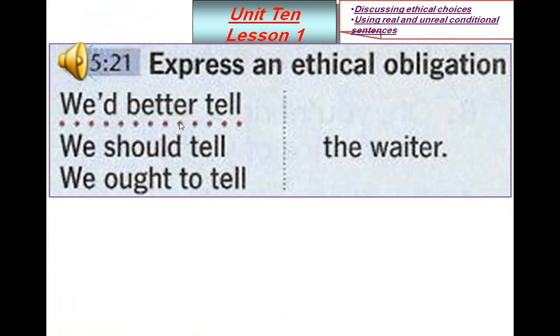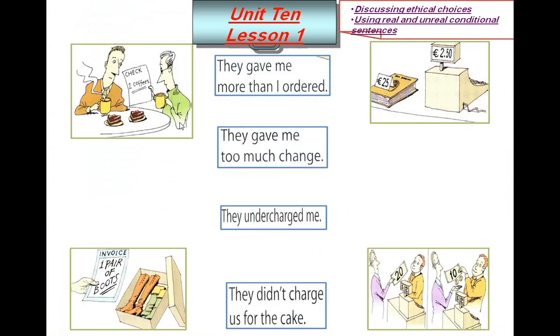To express an ethical obligation, we can say, we'd better tell the waiter. Or I can say, we should tell the waiter. Or we can say, we ought to tell the waiter. Either way.